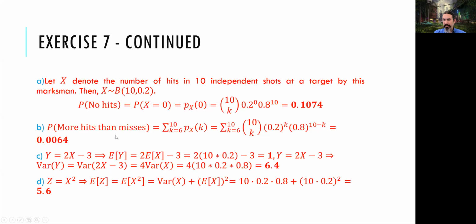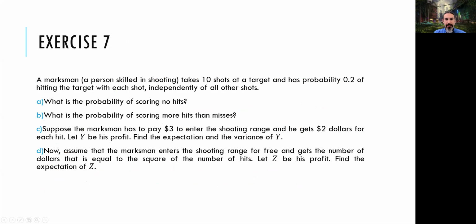And the last part, D. Now, in D, it says that now assume that the marksman enters the shooting range for free and gets a number of dollars that is equal to the square of the number of hits. So instead of getting paid $2, if I have hit 4 targets, then I'm going to be paid $16. This is the square of the number of hits. So at this point, let Z be his profit. Find the expectation of Z.